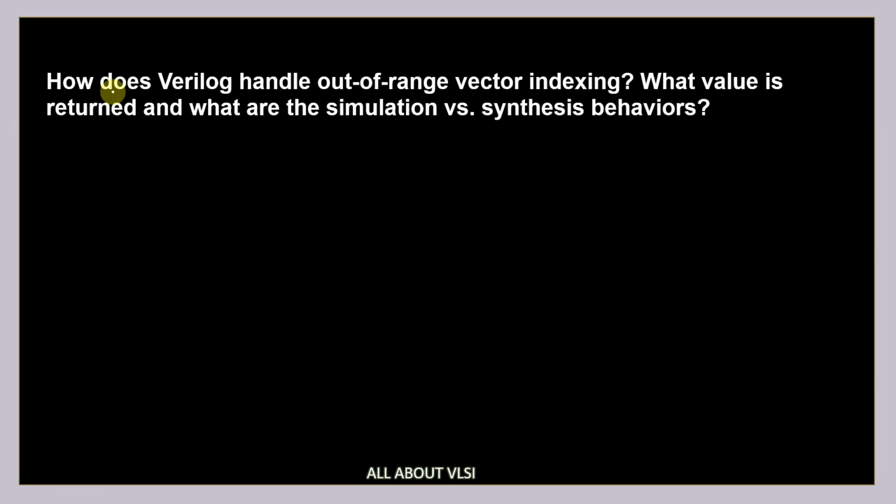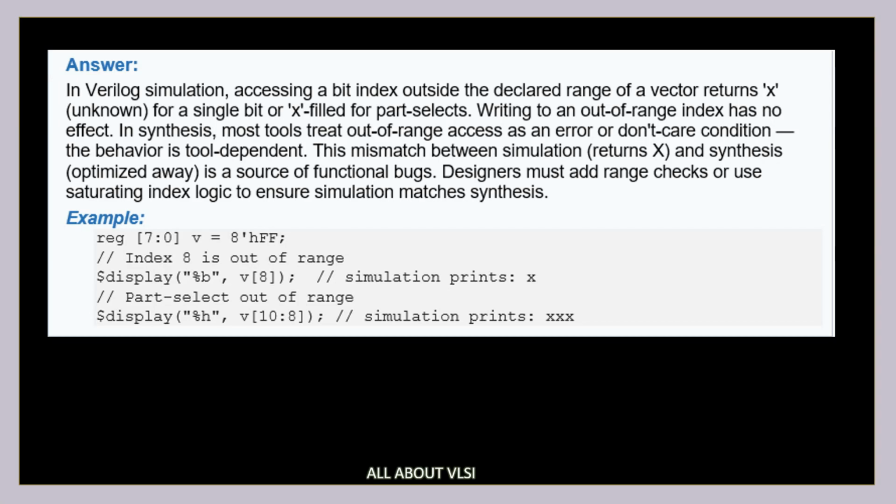So the question over here is: how does Verilog handle out-of-range vector indexing? What value is written, and what are the simulation versus synthesis behaviors? You can pause this video and think about the question and answer it. Yes, I hope you have answered the particular question. Now let's see what the answer is.